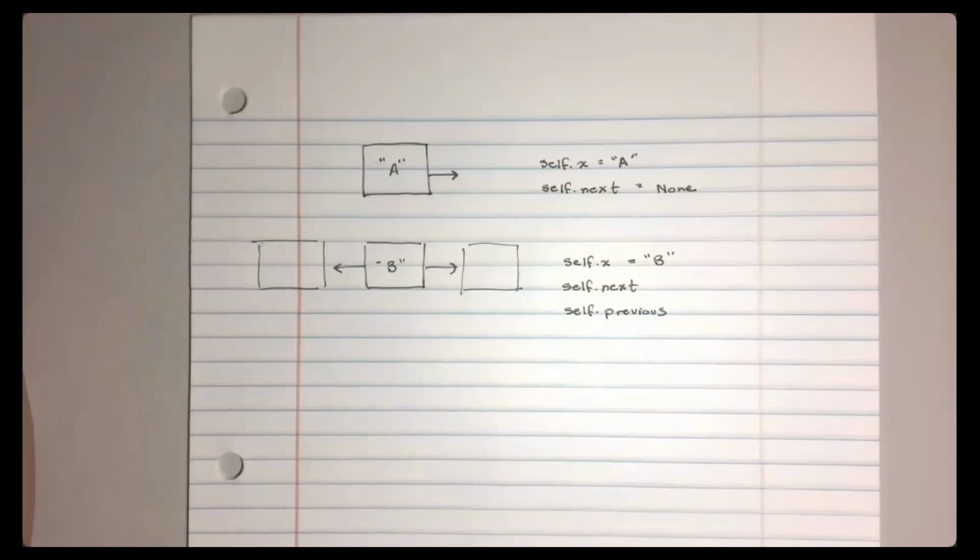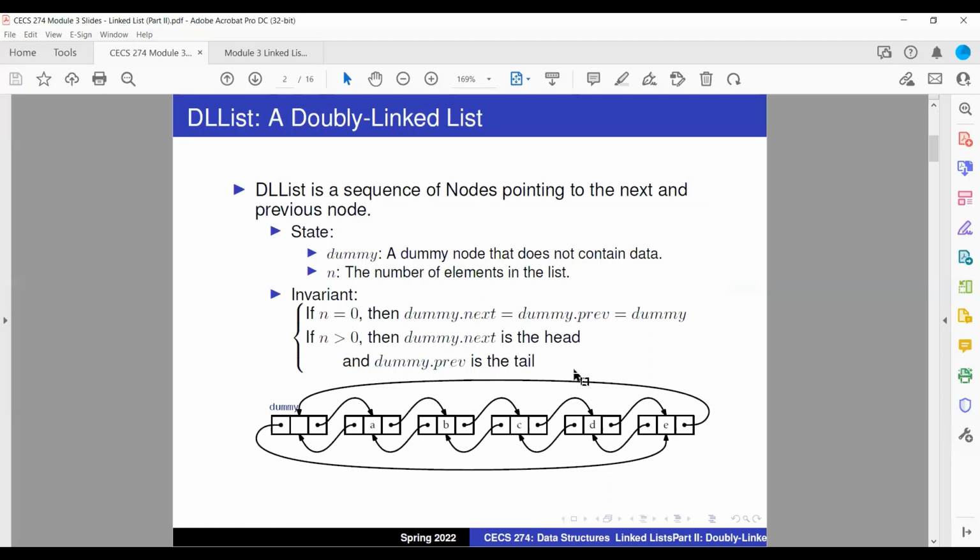Okay, so now coming back to the slides, we're going to take a look at the attributes of the list itself. The list is going to consist of a dummy node that does not contain any data. The dummy node will still have the capacity to hold references to next and previous. And later on in the invariant, we're going to see how these are being initialized. But the other attribute that the doubly linked list has is the number of elements in the list, n, which is something that we also had in the singly linked list.